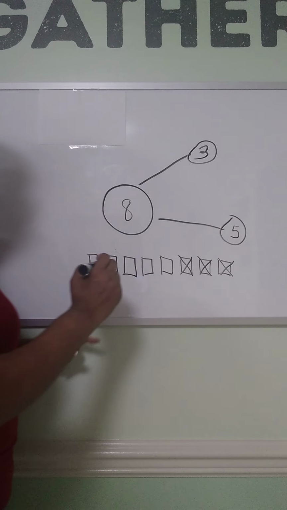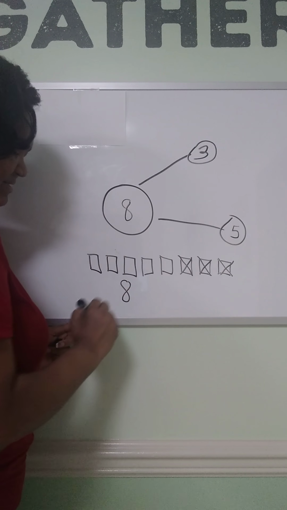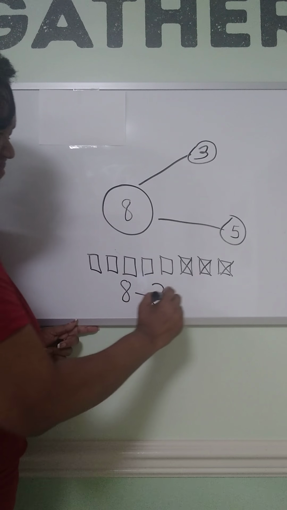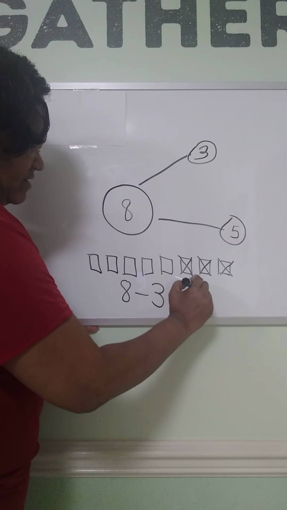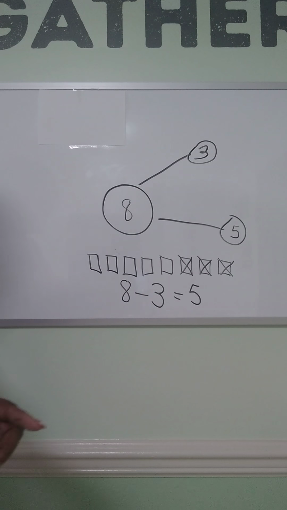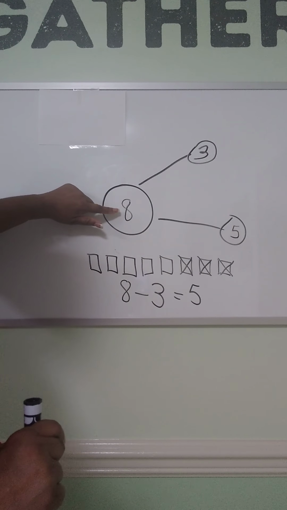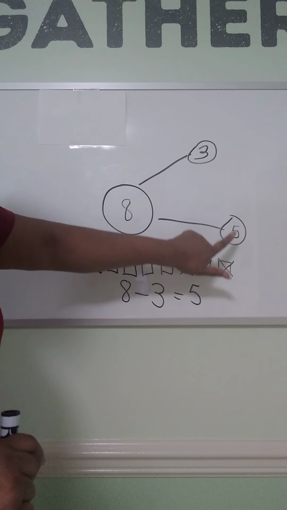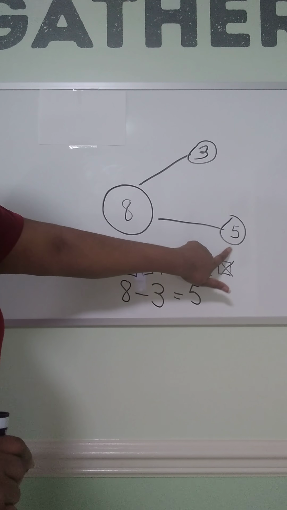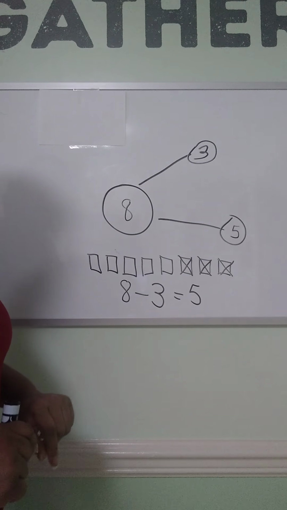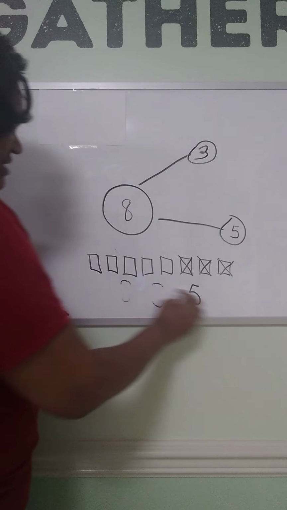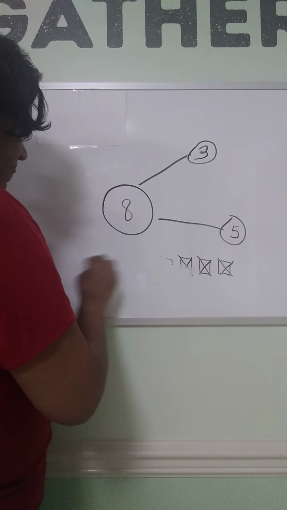Here's how it goes. 8 take away 3 equals 5. Now let me show you how it goes. 8 take away 3 equals 5. So now our number bond is complete. Let's do a couple more, and I'm going to use my fingers so you can see again how that works.